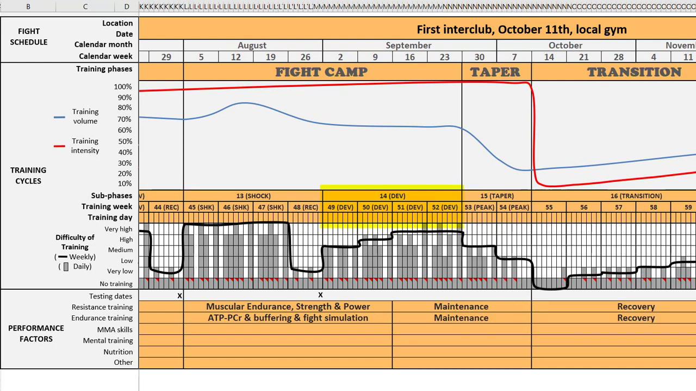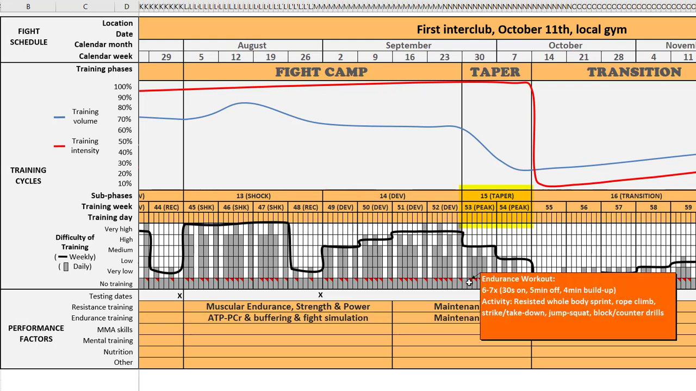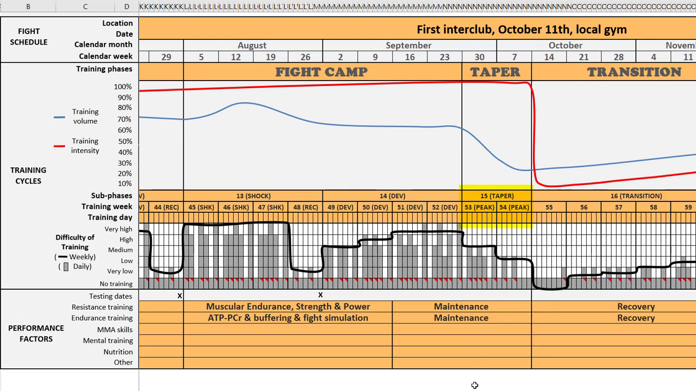I just wanted to make one point here. Again, using the fight simulation this far into your fight camp, there's not much benefit to be had. Some people use it more for mental preparation. Some people really feel like they need it. Just be cautious. Make sure that you're trying to lower the volume here. So maybe you don't have to do as many rounds as you're moving into week 52 or so. Now, this takes us into the taper here. And the taper is a very, very important period.